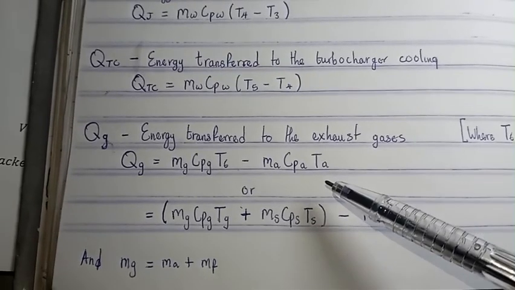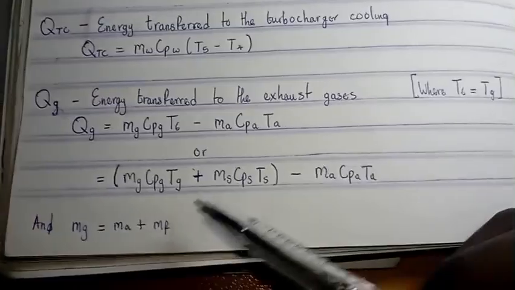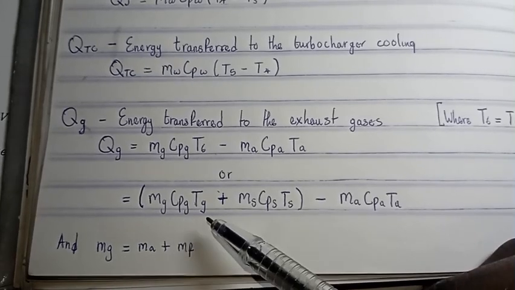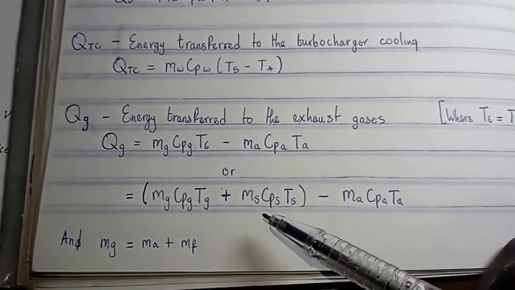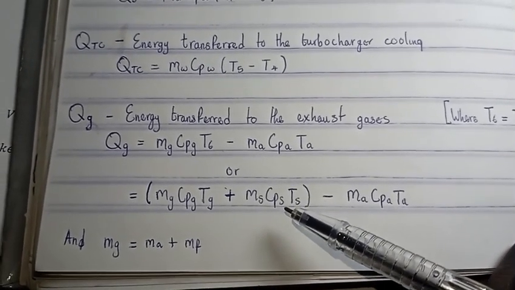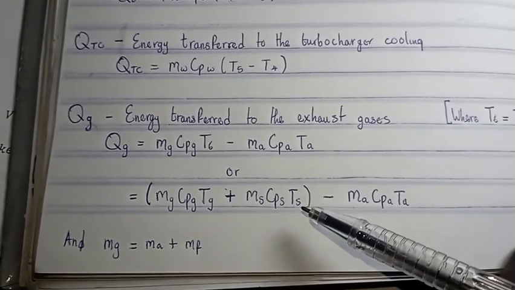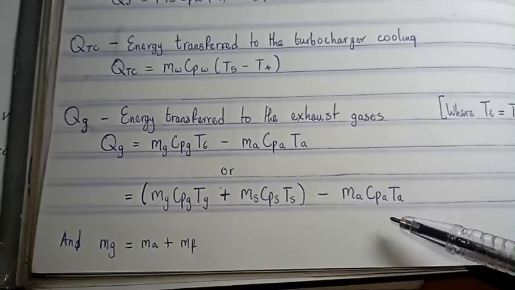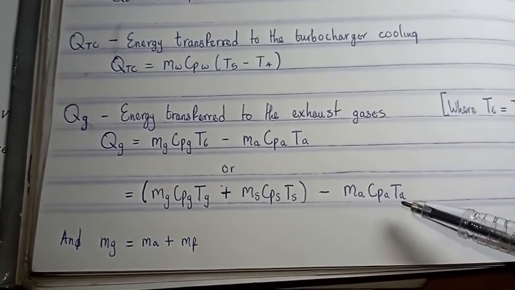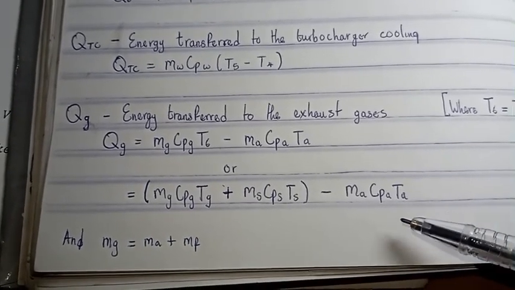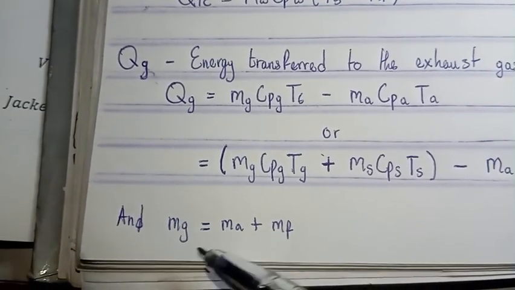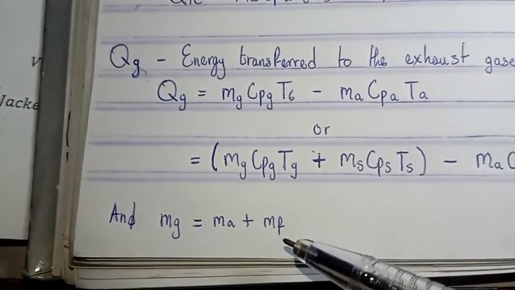Or in cases where steam is involved in the question, we will use the mass of gas times the specific heat of gas times the temperature of gas plus the mass of steam times the specific heat of steam times the temperature of steam, close bracket, minus the mass of air times the specific heat of air times your temperature of air. Note that your mass of gas is equal to your mass of air plus your mass of fuel.